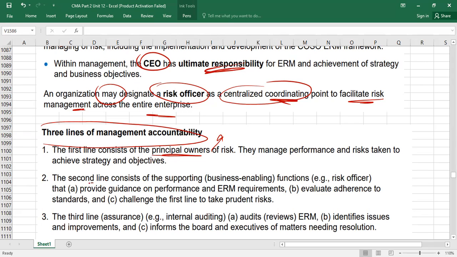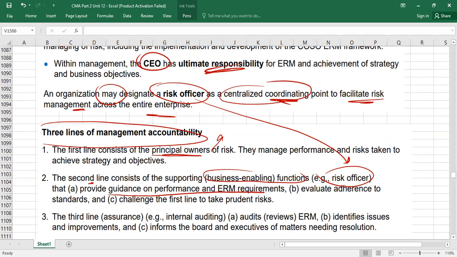The second line of defense is called what? Business enabling function. Business enabling function means that these are the risk officers. Here the role of risk officers is explained. This is the second line of defense. So what will risk officers do? They can provide guidance on performance and ERM requirements, like how to perform enterprise risk management or how to manage risk. So guidance can be provided by the risk officer.